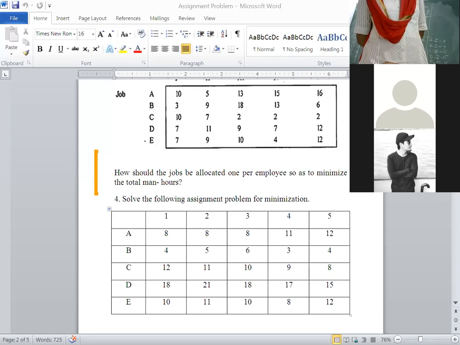Geeta, Geeta, can you explain the Hungarian method? Who is interested to explain the Hungarian method? Ma'am, can I explain? May I know your good name? My name is Anshul, ma'am. Okay, Anshul. Yeah. Very good. Anshul, explain.